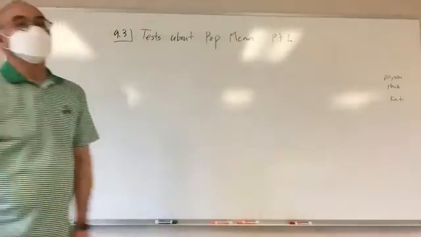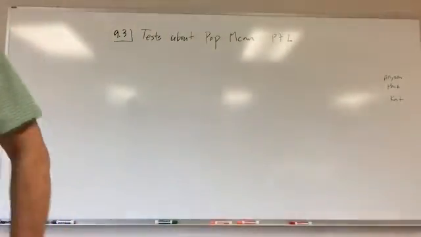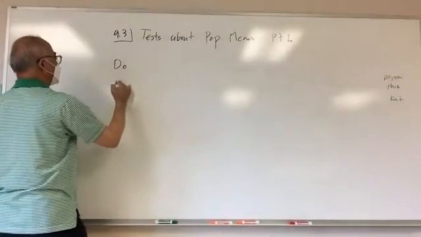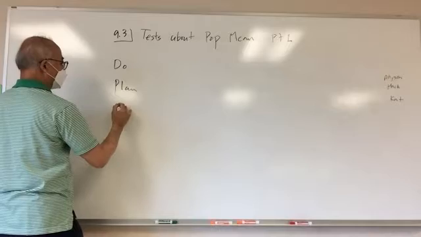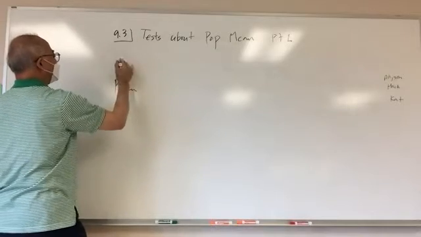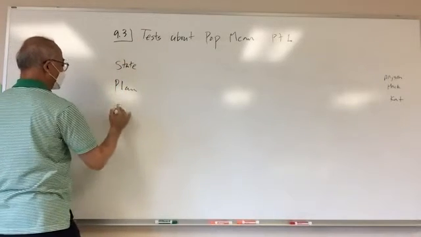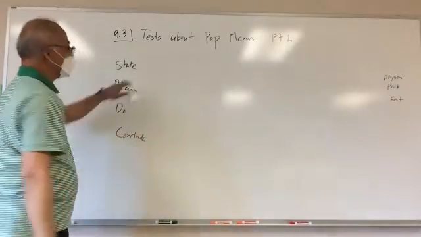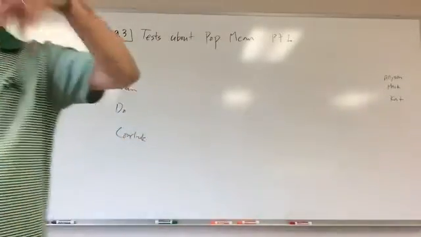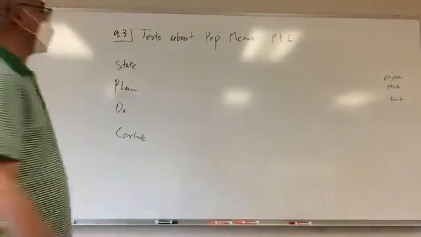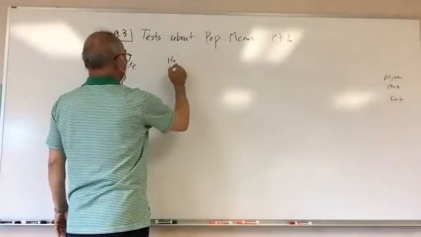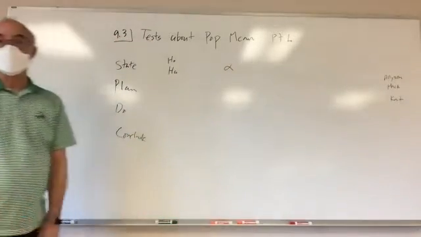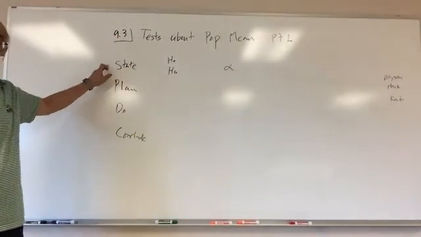So let's do some review. For population proportion, how do I do the test? State, plan, do, conclude. In the state part, I'm going to state what kind of population proportion I'm testing by putting the H0 and the Ha, and stating what the alpha level is.